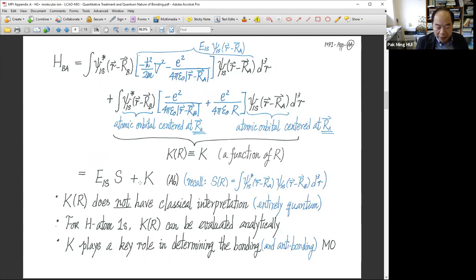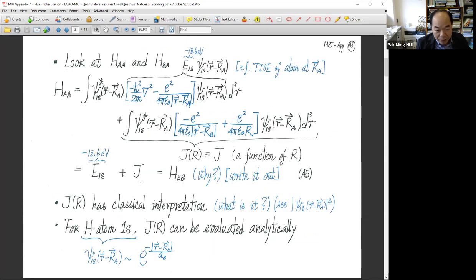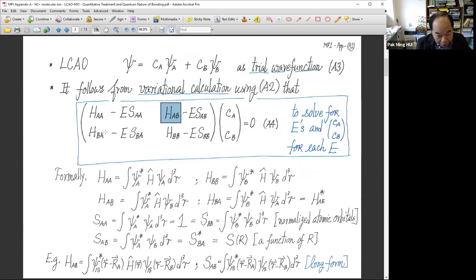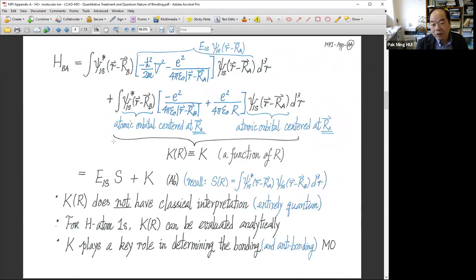Now, more interestingly, let's look at HAB. What I mean is this off-diagonal thing. Okay? Now, look at this. I do the same trick. The difference is that I have left 1s and right 1s on the 2 sides. And then the Hamiltonian has 4 terms. Again, I write it into 2 terms in one integral, the other 2 terms in another integral. That's the whole complete statement, no approximation.